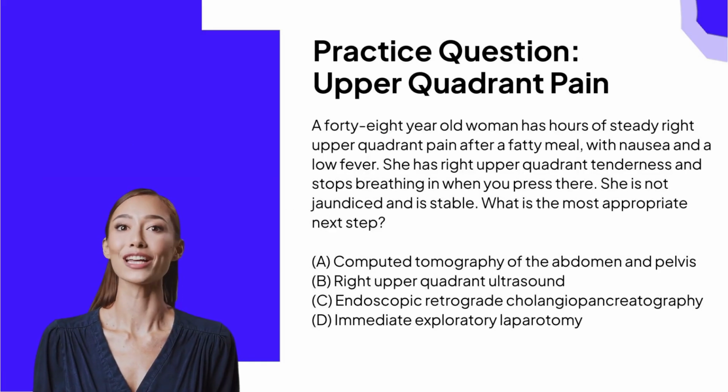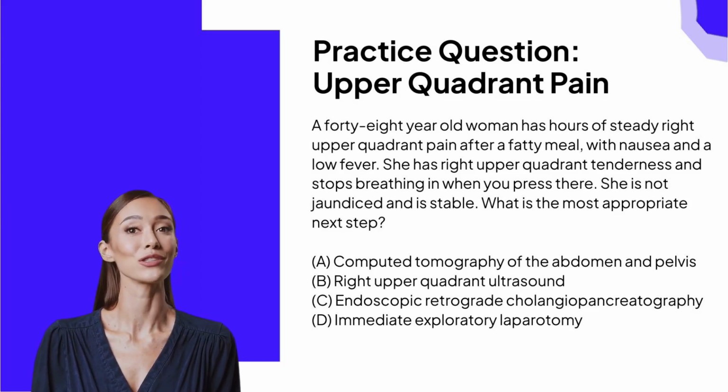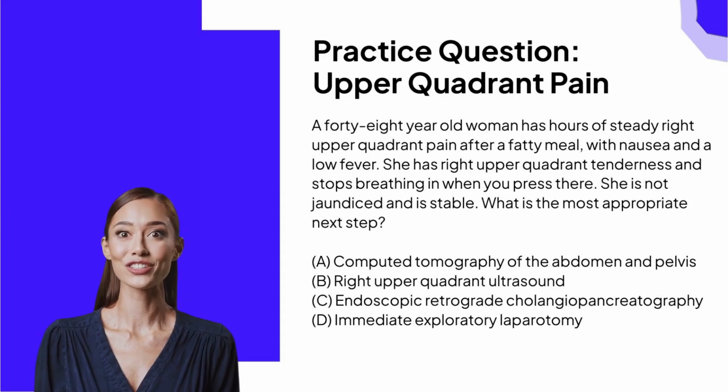Now a gallbladder stem. A 48-year-old woman has hours of steady right upper quadrant pain after a fatty meal, with nausea, a low fever, and a positive inspiratory arrest when you press under the right ribs, which is the classic Murphy sign.